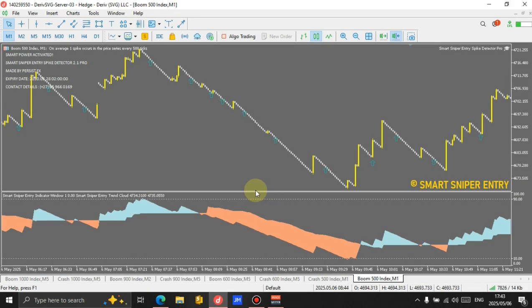The same applies on the boom indexes. As you can see, the trend cloud is red over here. It gave signals, but it did not spike. Some spiked, but only small spikes. But as you can see, this is a bearish move, so it indicates that you do not take the entries.